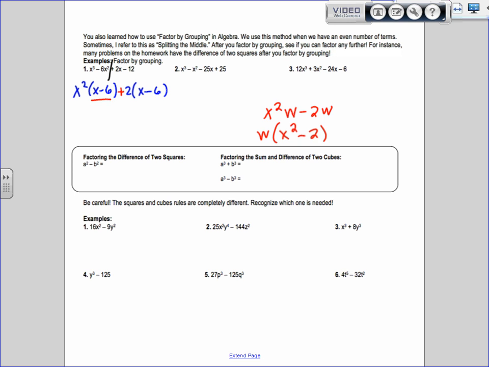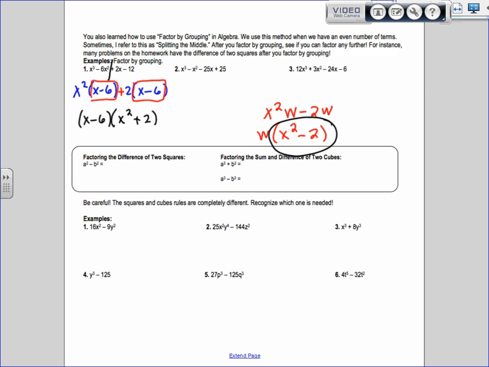Okay, this over here is in that form. The x minus 6 is the thing that's in common. Think of it like a w, right? x squared times something plus 2 times the same something. It has a common factor. So we pull that common factor to the front. x minus 6 goes all the way in the front, parentheses and all. Then we write what's left in parentheses, just like we did over here. So we're going to have parentheses x squared plus 2. And then that's it. We've now factored.